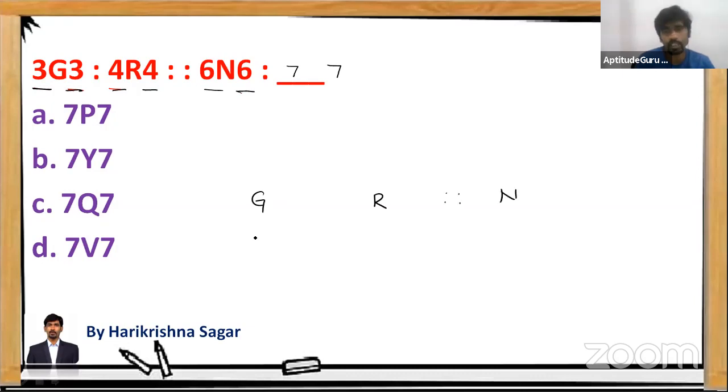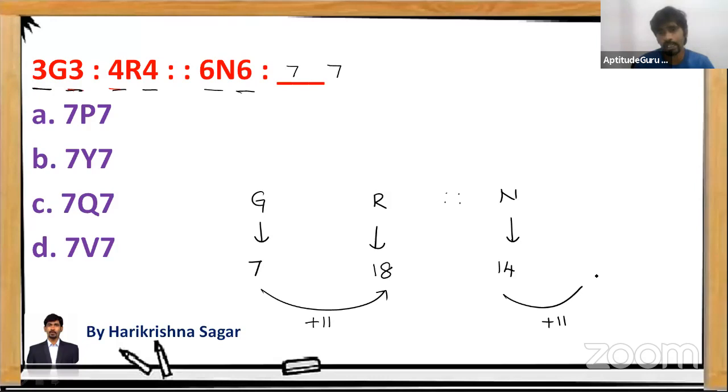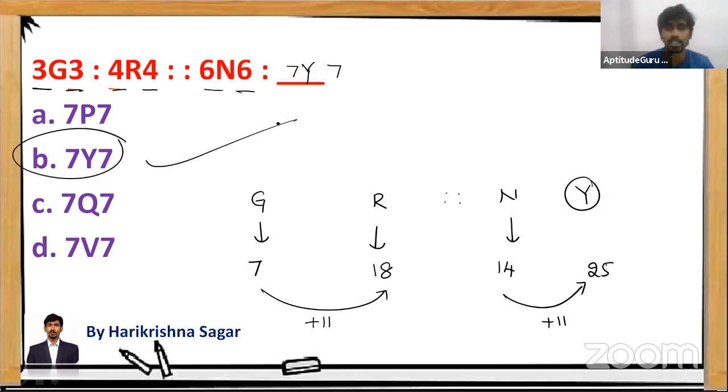What is the position of G? That is 7. What is the position of R? R will be 18. 7 becomes 18. What is the increase? Can I say the increase is going to be 11? So what is this N? N is going to be 14. 14 needs to be increased by 11. It should be 25. The 25th alphabet is going to be Y. That means the middle alphabet should be Y, which is available as B. You can mark it as the answer.